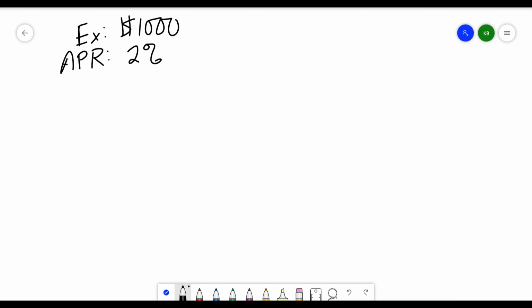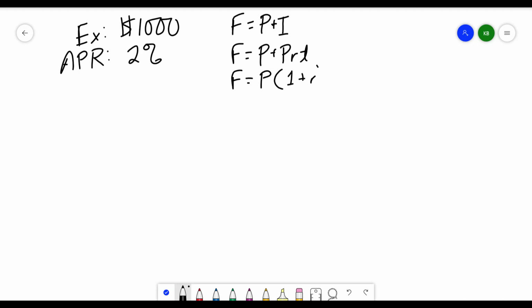So if we were thinking about our simple interest formula, remember if we wanted to know the future value, we were going to take our principal and add to that the interest that we earned. And our interest formula was our principal times our rate times our term. And remember we went through and we actually factored out that principal, so we had 1 plus our rate times our term.